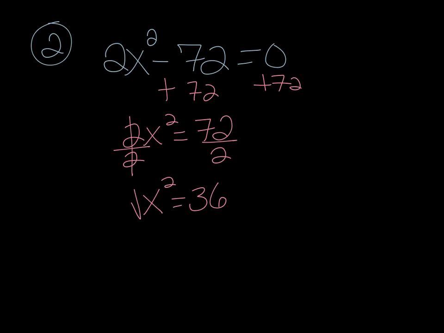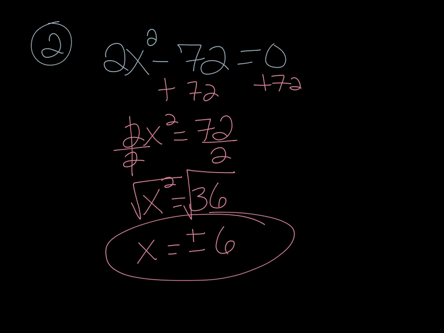Now that it's been isolated, you can take your square root, and so on the left side we get x, and then the square root of 36 is going to be positive or negative 6, so plus or minus 6 is what I end up with. And you can write it just as one value like that, plus or minus 6. That tells you you have two answers.